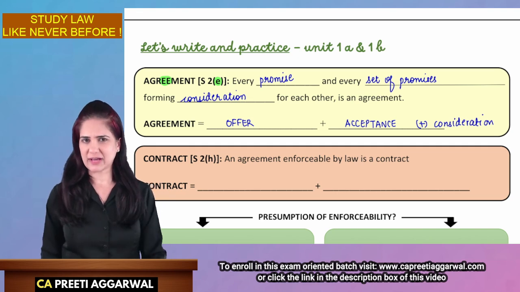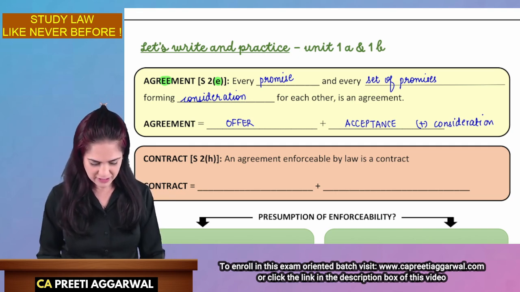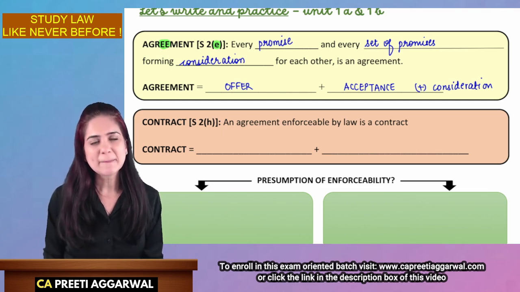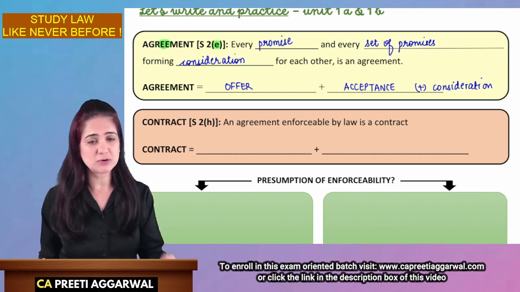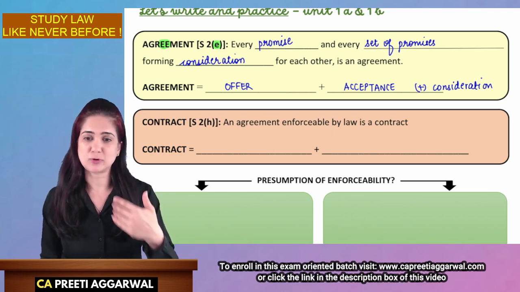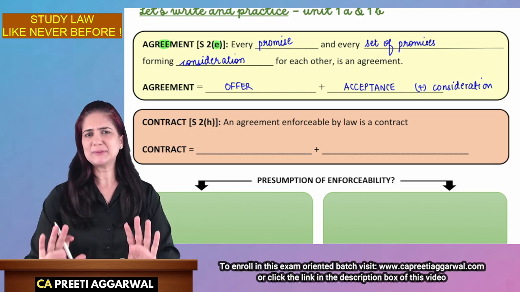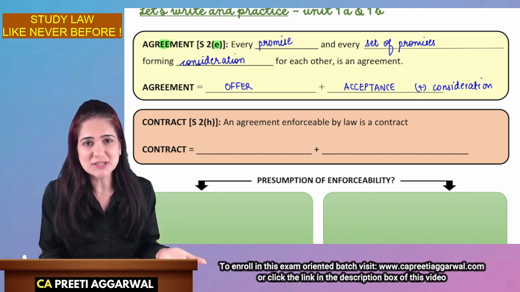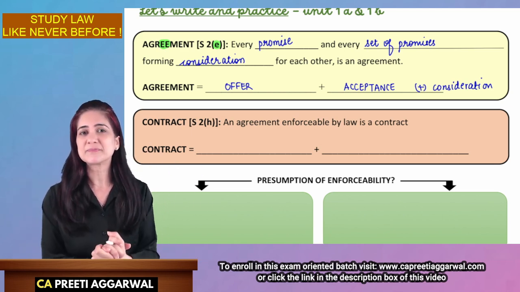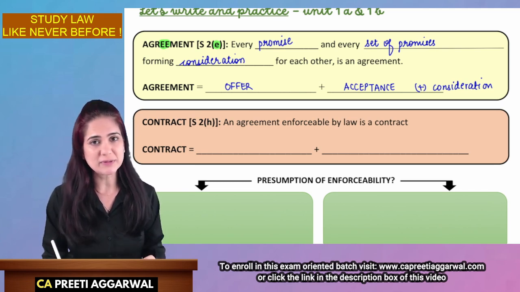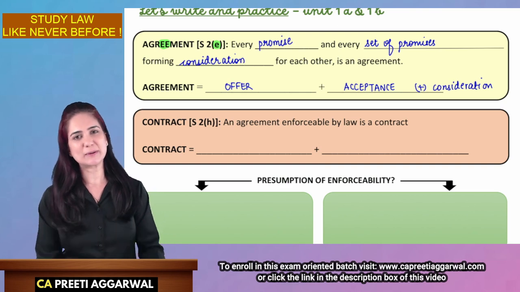What is a contract? What is a contract? Contract is defined under section 2, clause H. Students, whenever you feel that you need to pause the video, and maybe I'm proceeding slightly fast, you can pause the video anytime. That's the benefit of these online lectures. You can pause the video anytime you want. You can write along with me. I encourage you to write along with me. Pause the video, complete your writing.